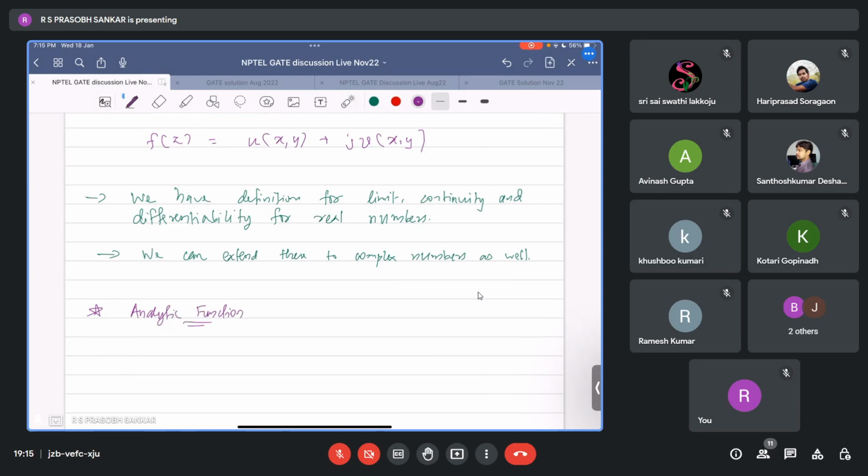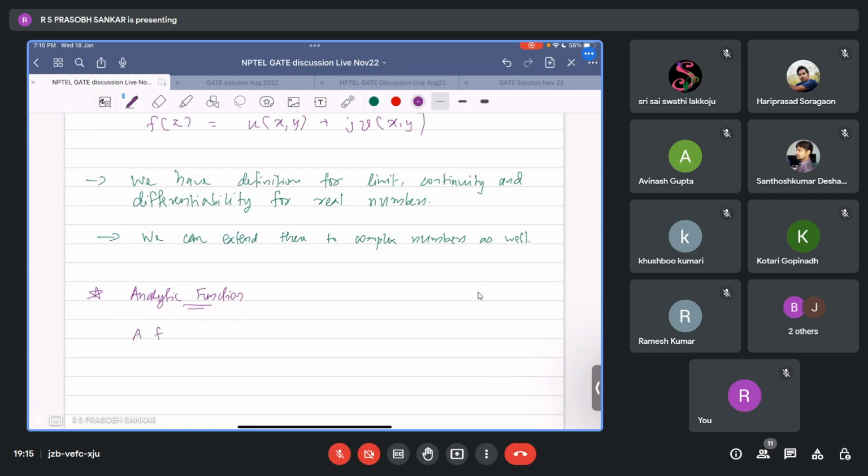In simple terms, a function f of z is analytic at z equal to z naught if f of z is complex differentiable at z equal to z naught. So basically, for a real function, if we can find the derivative of the function at a given point, we say that the function is differentiable. Similarly, we can define a derivative for the complex function.